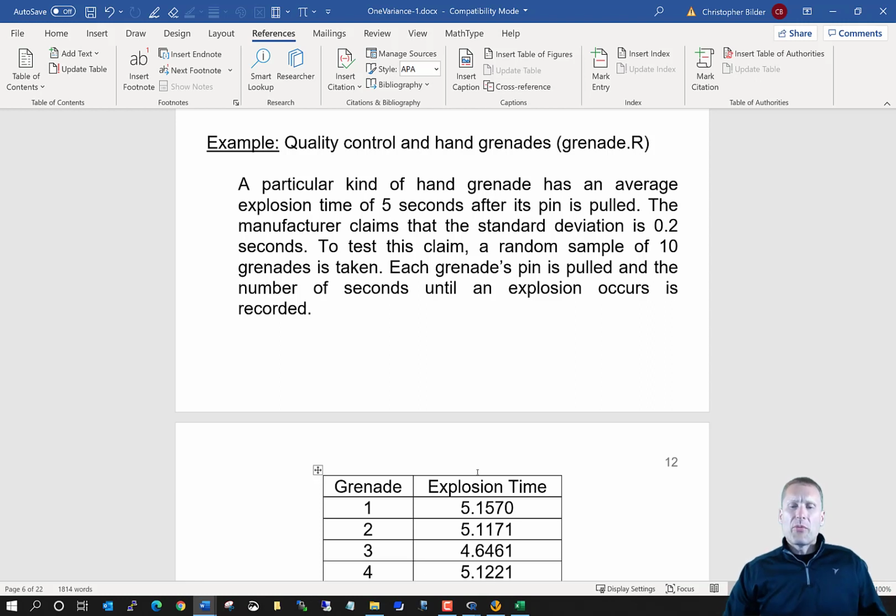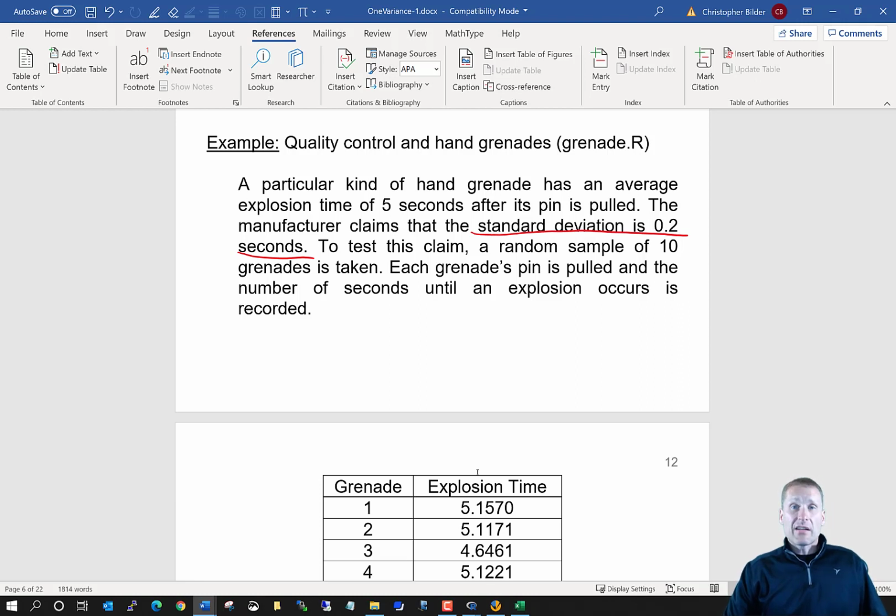So let's say that a particular kind of hand grenade has an average explosion time of 5 seconds after you pull the pin out. Of course, it's not necessarily going to be exactly equal to 5 seconds. There's going to be some variability. Maybe it might be 4.9 one time, maybe 5.1, maybe 4.8 seconds. Well, the manufacturer claims that the standard deviation between pulling the pin and explosion is 0.2 seconds.